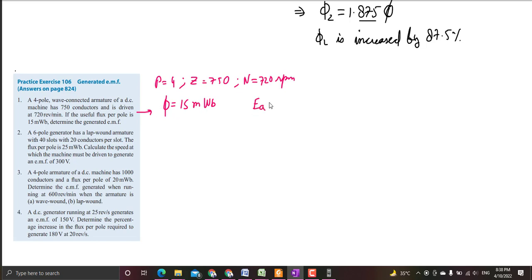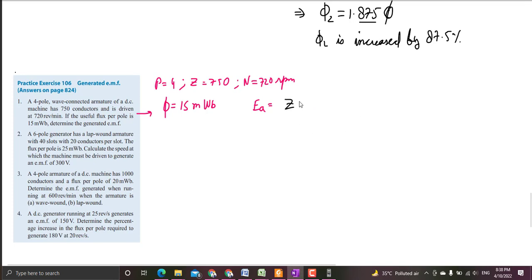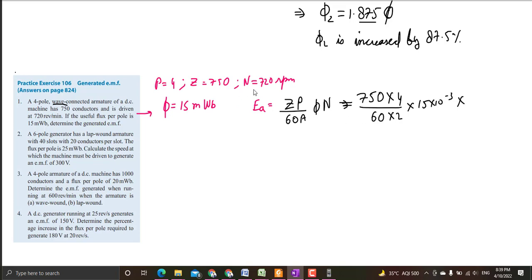So I can write EA, the generated EMF, as Z into P divided by 60 A into phi into N. So if you put the values, Z is equal to 750, number of poles 4 divided by 60, and this generator is wave wound, so A is equal to 2, and phi is 15 into 10 to the power minus 3, and N is equal to 720.